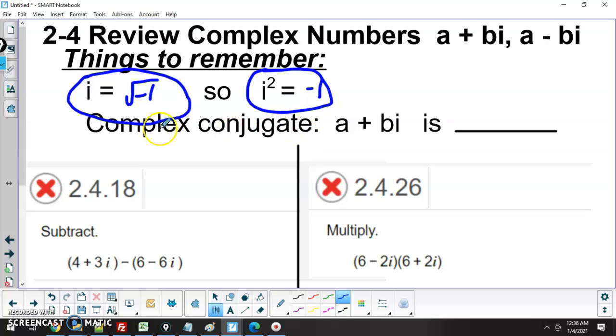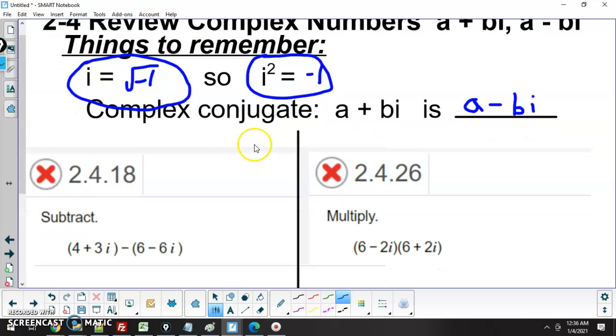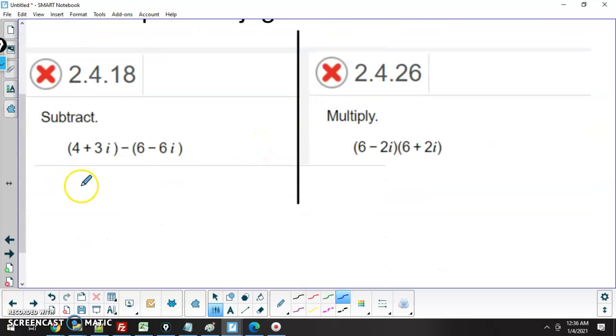And on some problems, you need to use the complex conjugate to get rid of imaginary numbers if they're on the bottom of a fraction. If you have an imaginary number in the bottom of a fraction, you need to multiply the top and bottom by the complex conjugate, which is the same real part but the opposite of the imaginary part. So if it was a minus, you make it a plus, and if it was a plus, you make it a minus. All right, here are a couple problems that people missed.